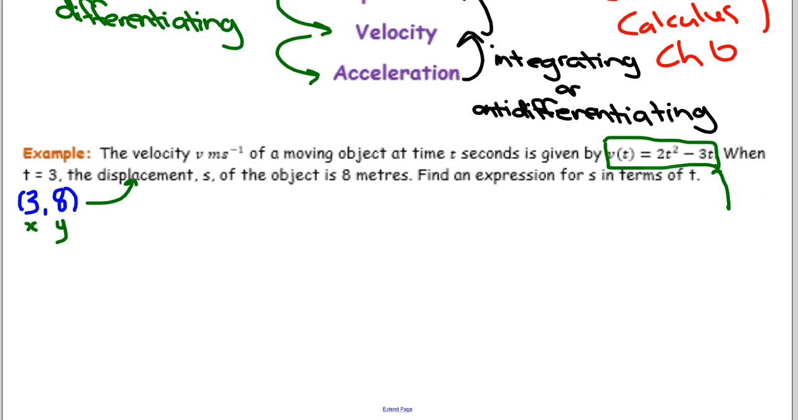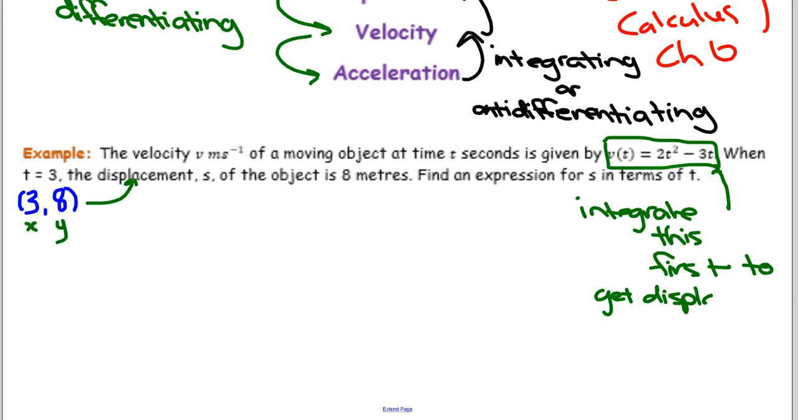So we need to make a little plan. Integrate this first to get displacement. But when we get the displacement, we're going to have a plus c. We're going to be able to solve for c by stuffing in the coordinates. And then we'll have to find out what that c is. So fun.